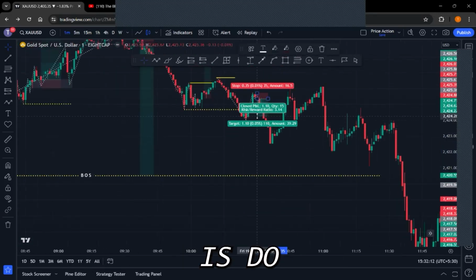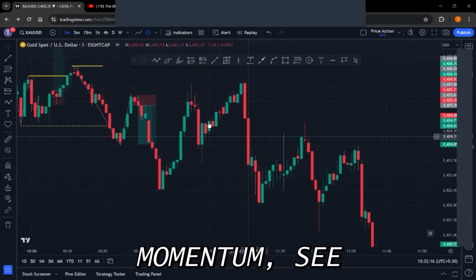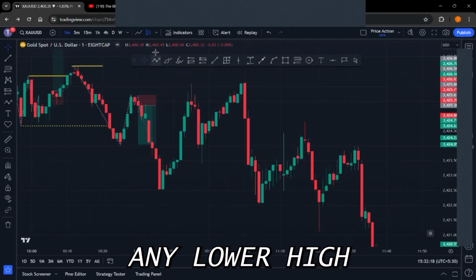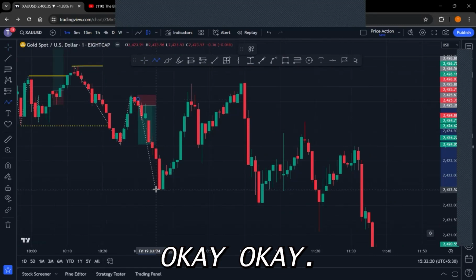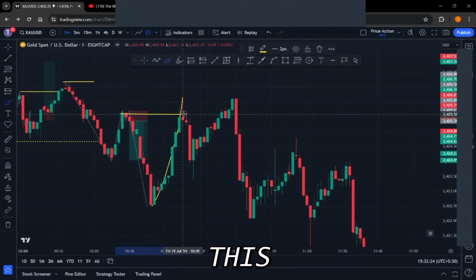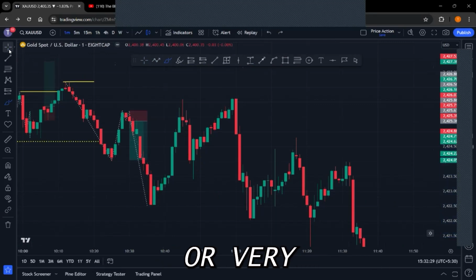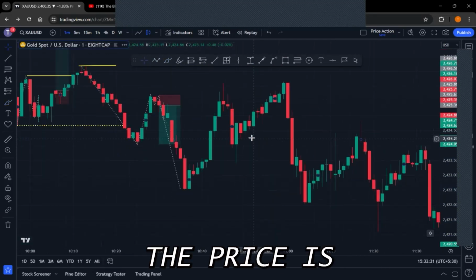But my suggestion is do not try to go like that, because when the market is giving us some panic momentum, see, the price is not creating any lower high or lower low. This is a single leg in the market again. Okay, so when such things are happening, there's a high probability that the price will reverse, take out this liquidity, and then will go down. Okay, this is a major pattern, or the initial pattern, or a very repetitive pattern in the market while the price is giving us price action.